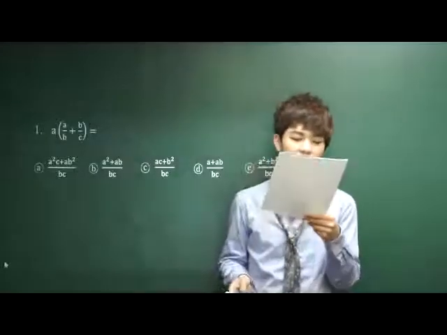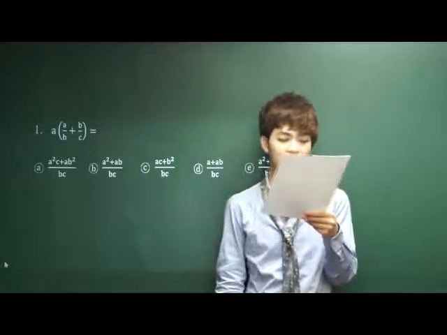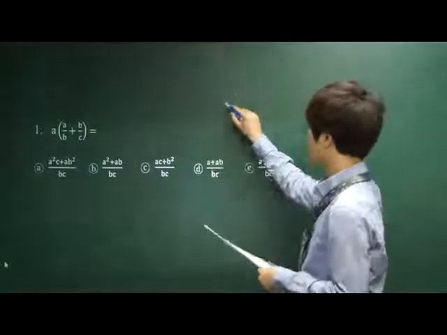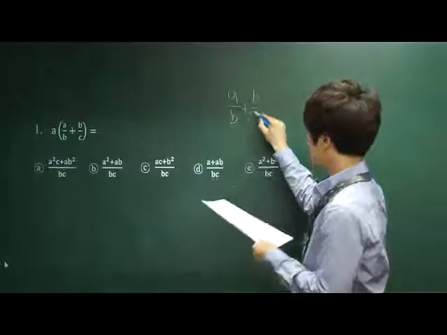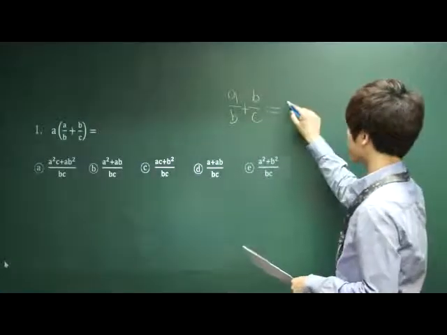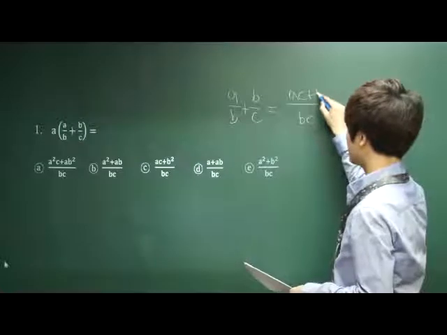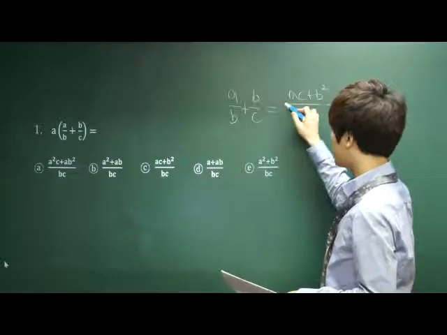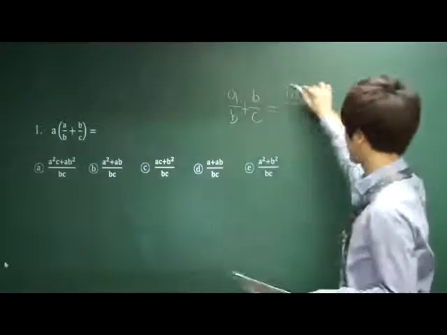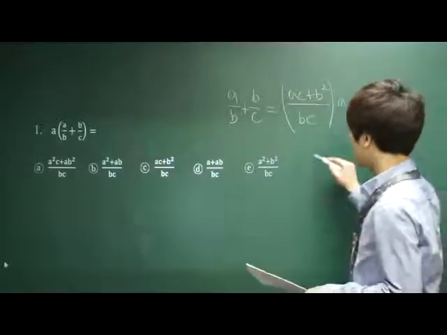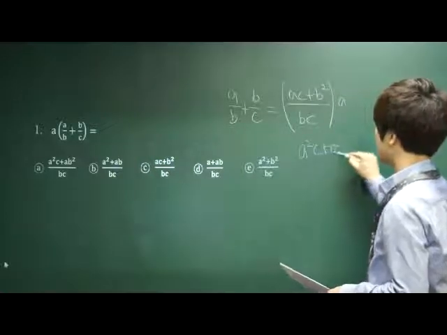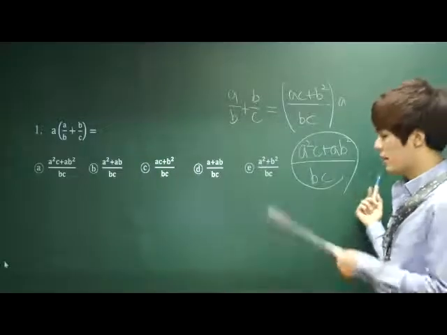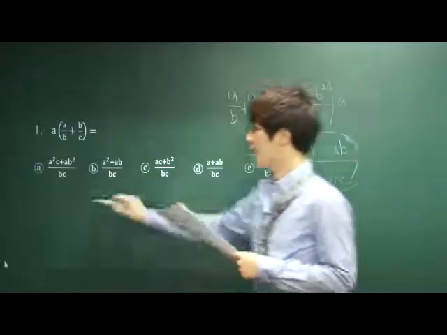A times, parenthesis, A over B plus B over C is equal to. Okay, so how can you solve this kind of problem? This is probably the easiest question on this test set. It is AC plus B squared over BC, right? And we should multiply A. If you do this, we get A squared C plus AB squared over BC, right? Easy. So the right answer choice is A.